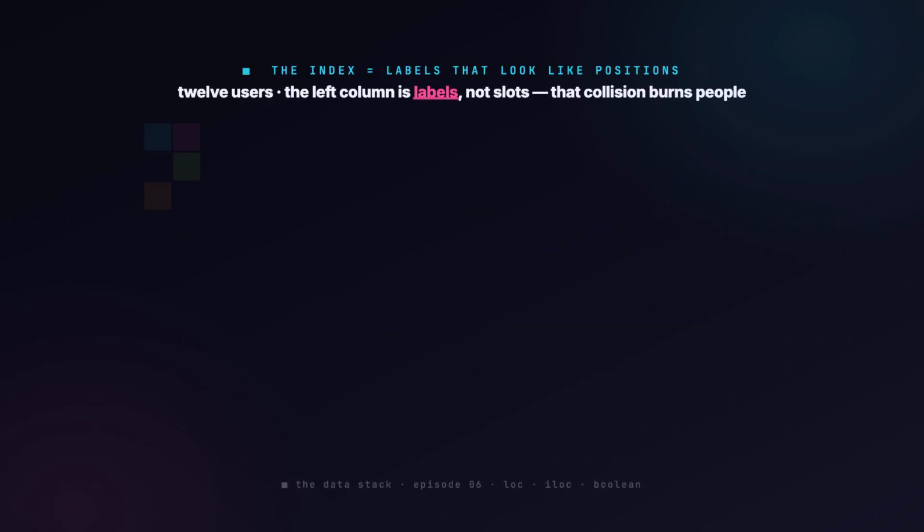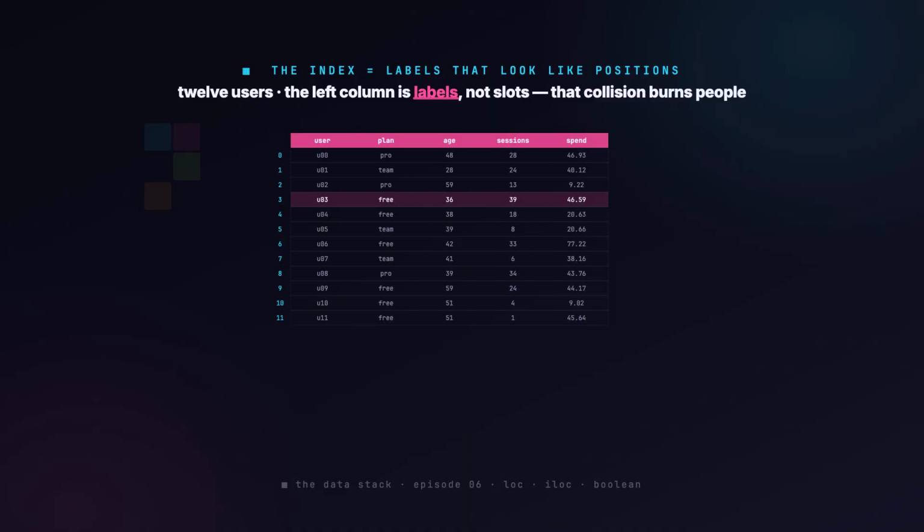Here's the same seeded table from last time: 12 users, a plan, an age, sessions, and spend. The index runs 0 through 11. Those numbers down the left are labels that happen to look like positions, and that collision is exactly where people get burned. Hold that thought.